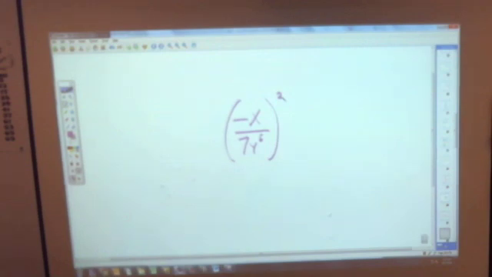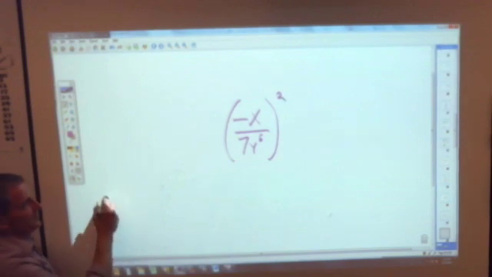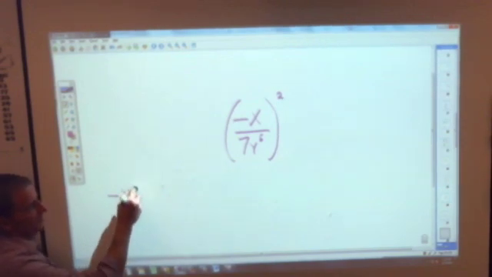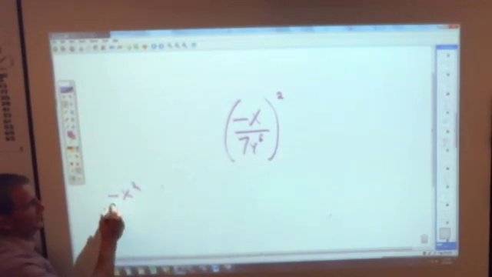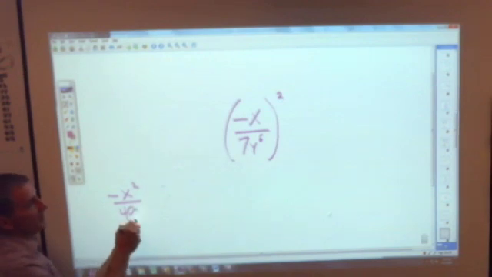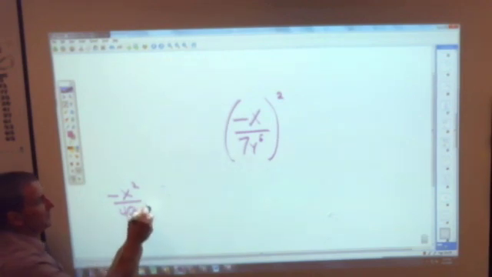I'm not sure what the best way to think about this would be for you folk. Anybody relatively confident in their answer? Who did not get an answer last time that would like to try? Clausing, I don't think we heard from you last time. What do you got for this one? Negative x squared over 49y to the 10th power.